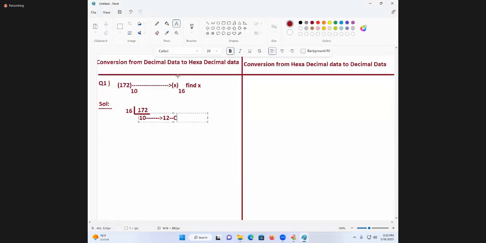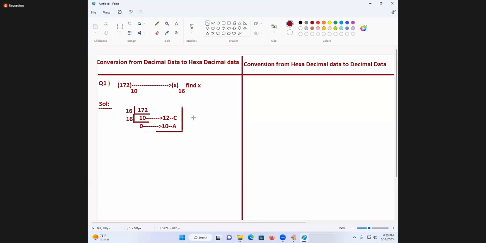Now go back to this place. Now I am going to take one more value. Here 16 into 0, remainder 10. What is 10 equal to? A. So how will you take it? AC. You will read from bottom to top. Students, are you following? Yes. Hence, I am going to conclude it.